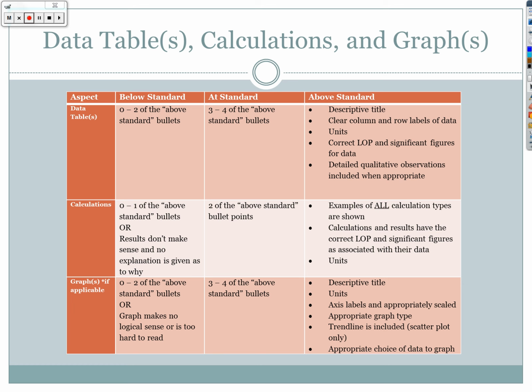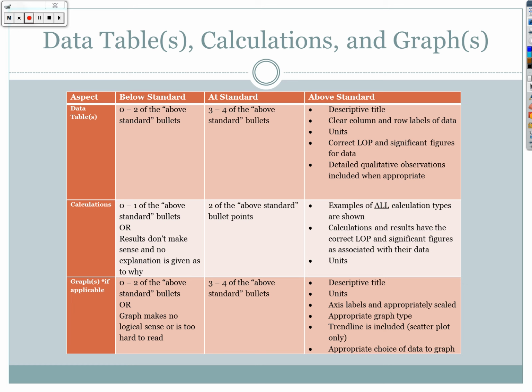For graphs to be above standard, you need a descriptive title, units, axes labels, and it's appropriately scaled. You have the appropriate graph type. A trend line is included for scatter plots, and the appropriate choice of data is applied to the graph. Being at standard for this means that you only meet 3 of the 4 of the above standard bullets, and being below standard means you meet 0 to 2 of the above standard bullets, or your graph makes absolutely no logical sense or is too hard to read.